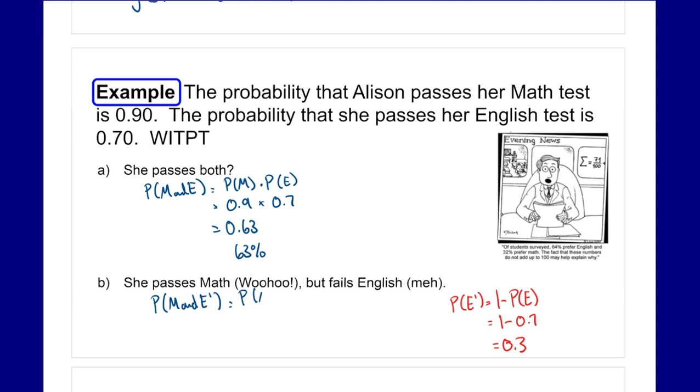So now the probability of passing math multiplied by the probability of failing English, 0.9 or 90% times 0.3 or 30% is 0.27 or 27%. So there's a 27% chance that she will pass math but fail English.